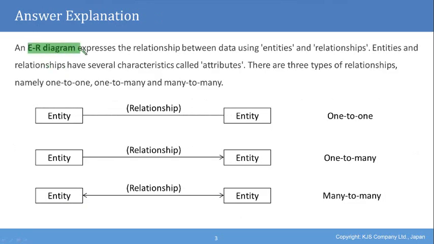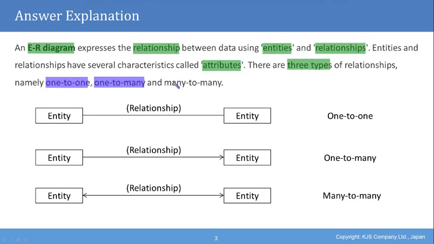An ER diagram expresses the relationship between data using entities and relationships. Entities and relationships have several characteristics called attributes. There are three types of relationships, namely one-to-one, one-to-many, and many-to-many.